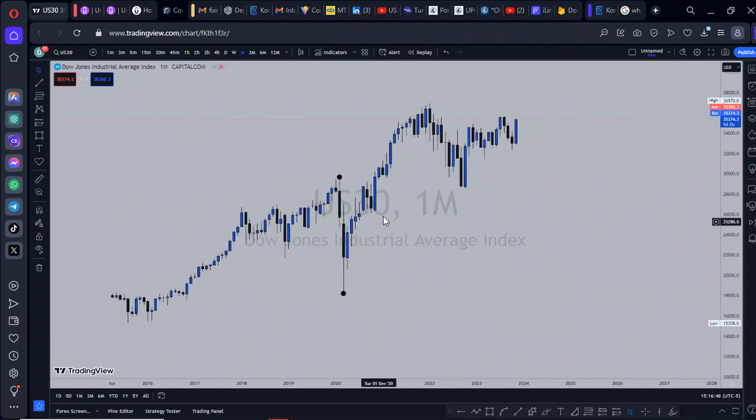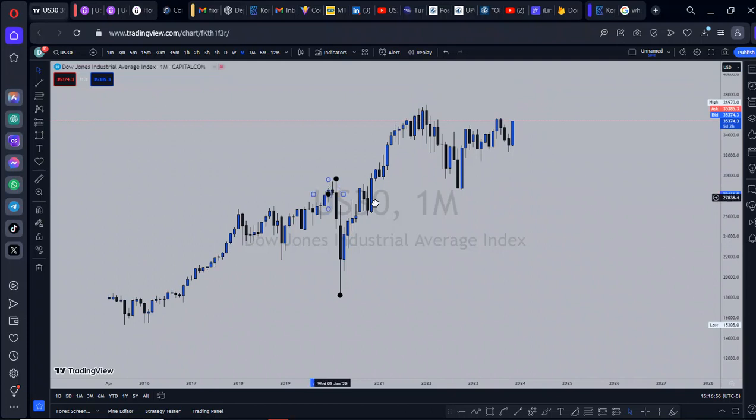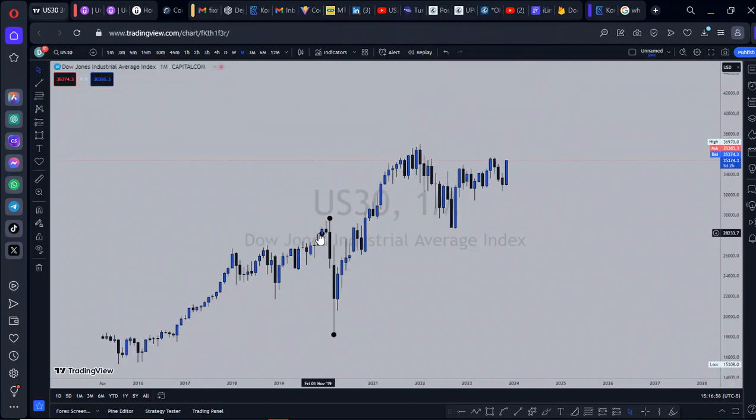So we now traded higher, and the new range high was printed right here. We take it right there. After the range high was printed, we traded lower, and we have a range low.